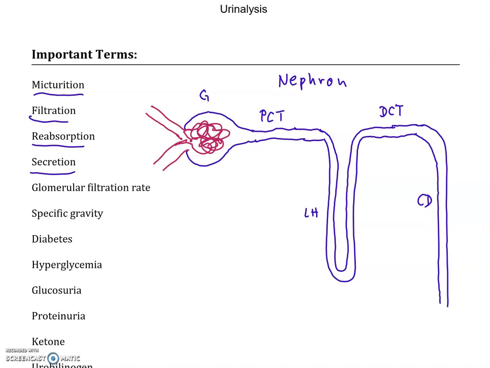That's the functional unit in the kidney. You have about 1 million nephrons per kidney, and these important processes of filtration, reabsorption, secretion take place here. They're labeled here with abbreviations. So G stands for glomerulus. This is where we start.